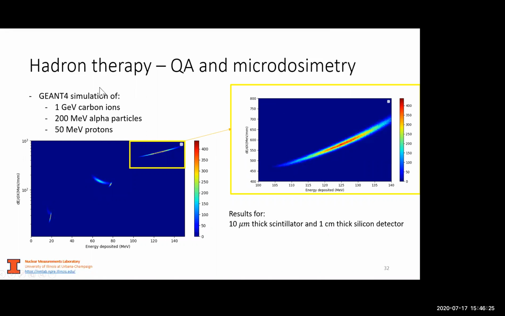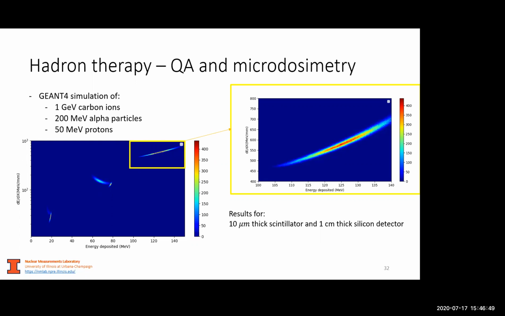If we irradiate our system, as we've done in Geant4, using 1 GeV carbon ions, 200 MeV alpha particles, and 50 MeV protons, we obtain regions in a scatter density plot, plotting the dE/dx in the first stage as a function of the energy deposited in the E stage, that are well separated. Confirming the capability of the system of discriminating different particles and of identifying nuclear fragmentation.